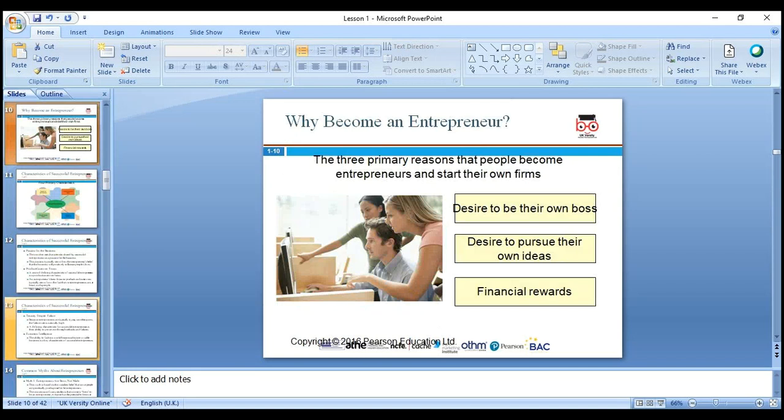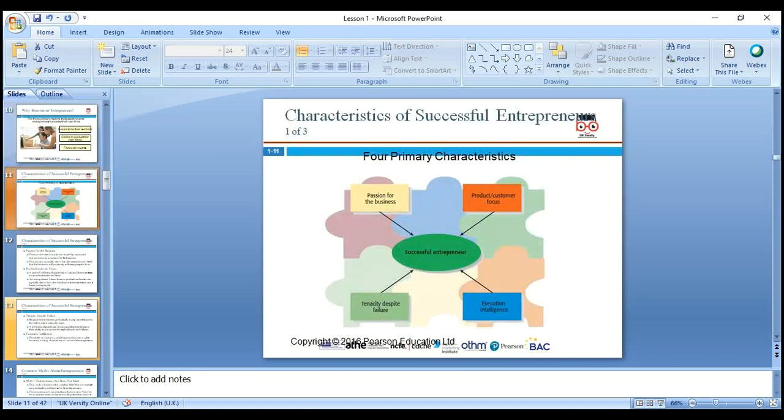Why become an entrepreneur? There are three primary reasons people want to become one: the desire to be their own boss, the desire to pursue their own ideas, and, at the end of the day, financial reward, as they want more reward out of it. These are the main three reasons they want to be entrepreneurs.